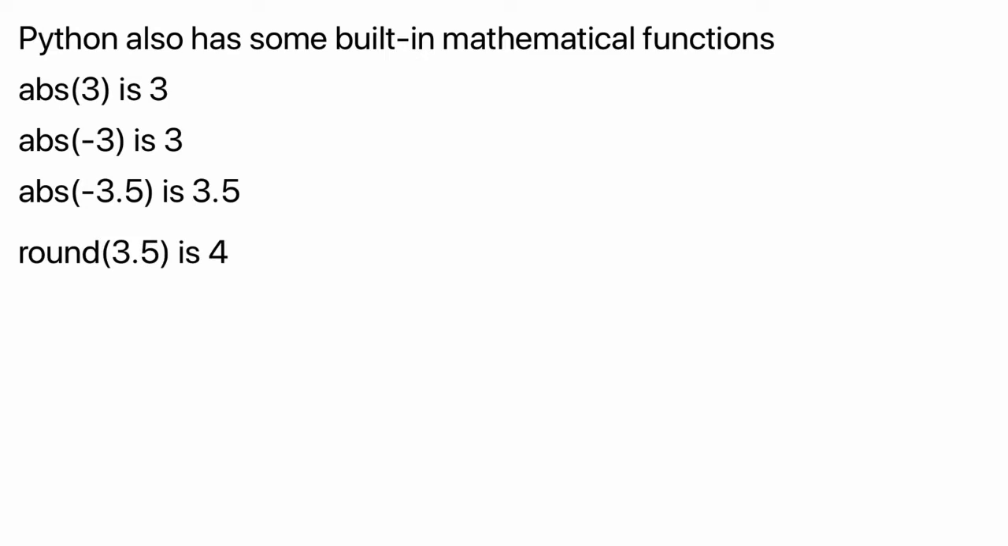The round function rounds values as you would expect. 0.5 and above rounds to the next number, while below 0.5 rounds down. So if we round 3.5, we get 4. If we round 4.1, we get 4.